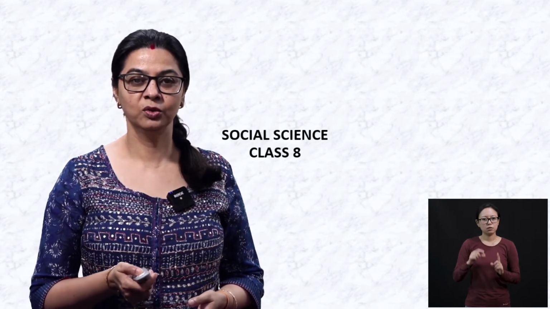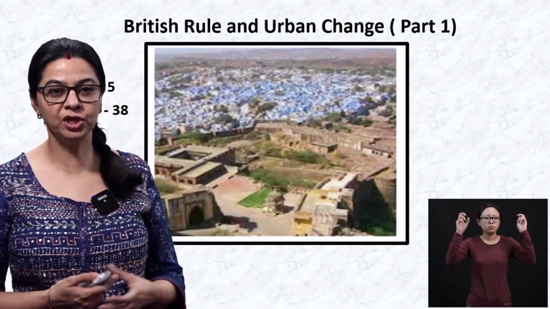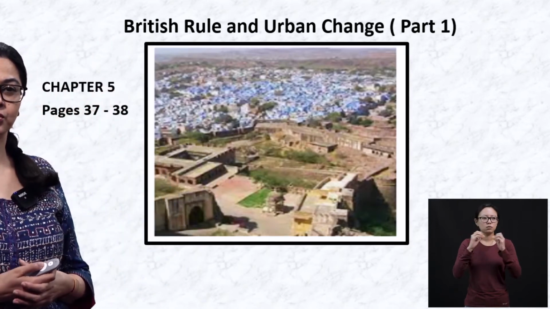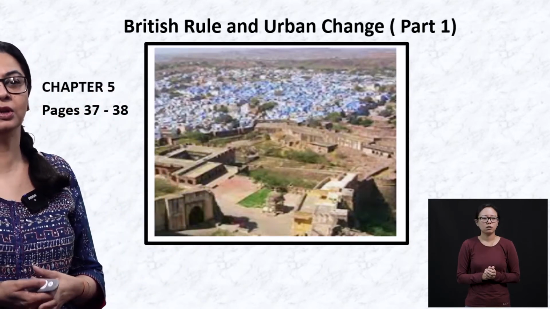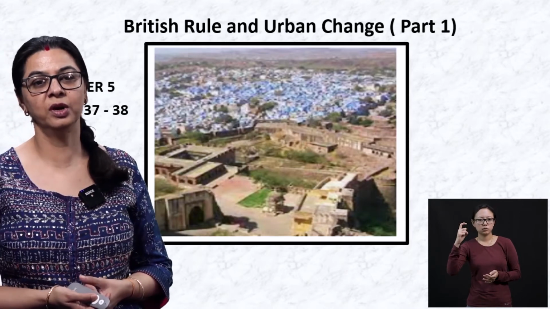So let's find out what's the title of the lesson. This is British Rule and Urban Change Part 1. The chapter number, as you can see, is 5 and the pages are 37 and 38. So I've only taken 2 pages for this part 1.